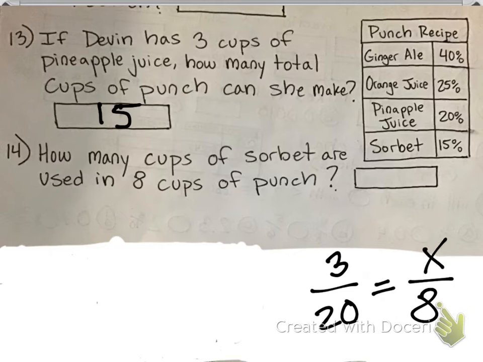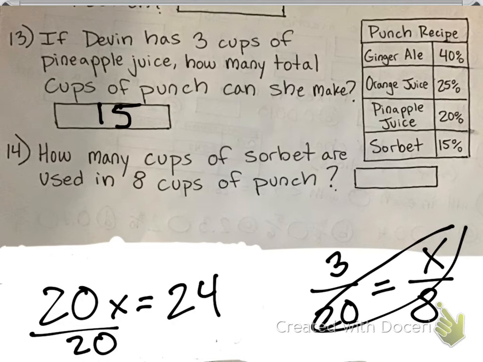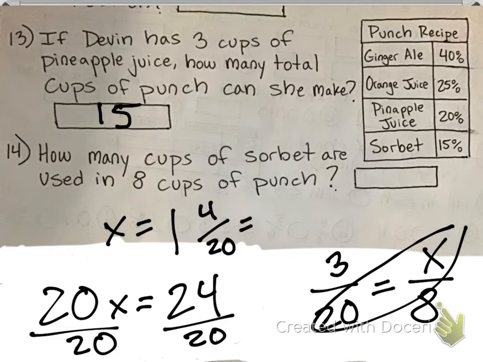So what we do is we cross multiply. We get 20x is equal to 24. We divide by 20 to get our x alone. We isolate that variable. X is equal to 24 over 20. That simplifies to 1 4/20, which then simplifies to 1 1/5, which is 1.2. Exactly.